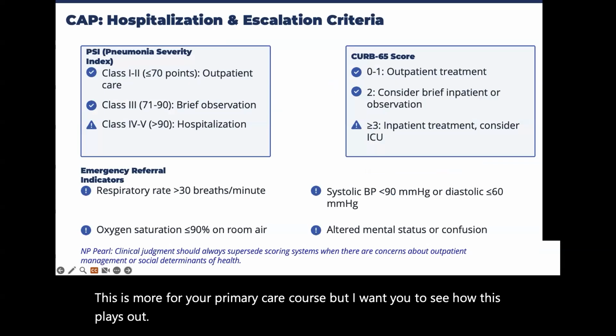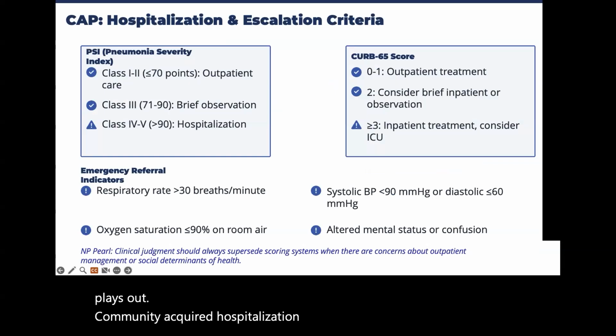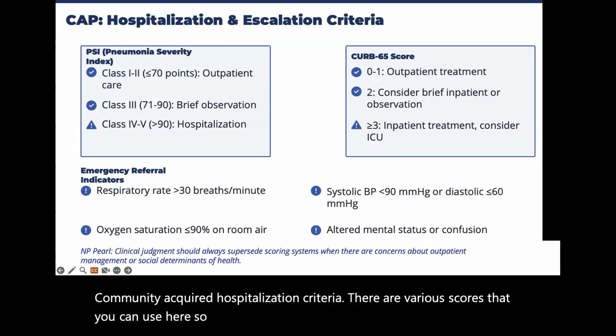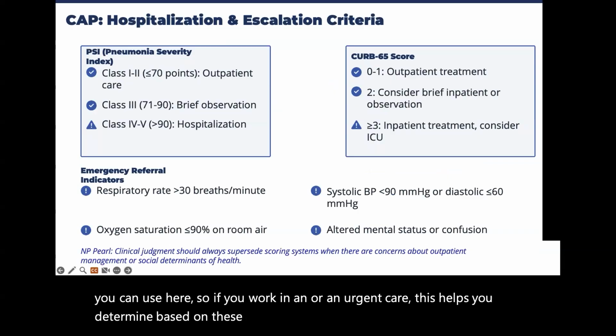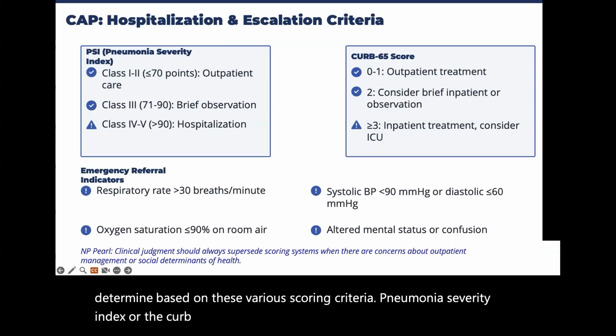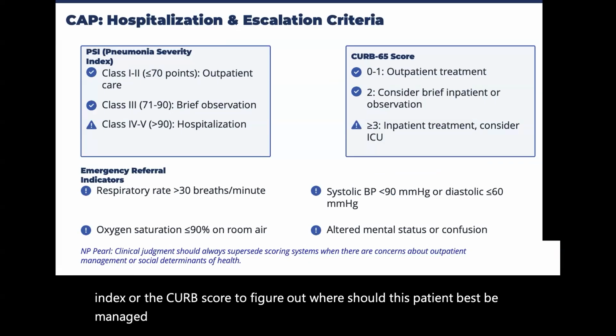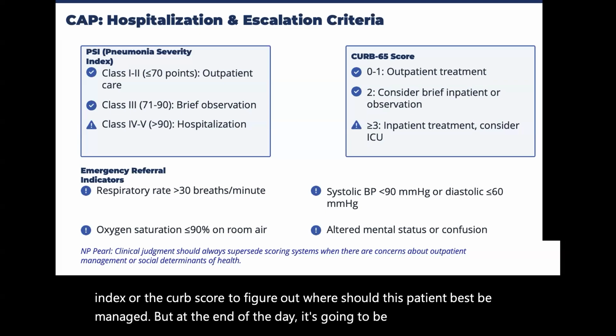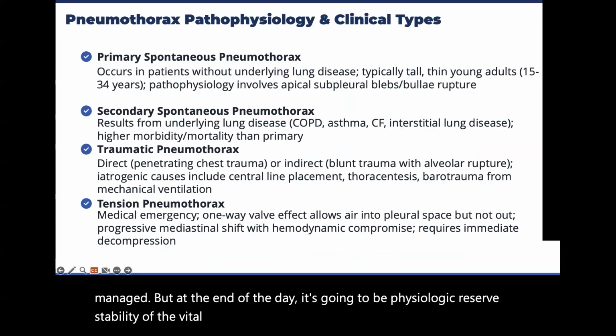Community-acquired pneumonia hospitalization criteria. There are various scores that you can use here. So if you work in an ER or an urgent care, this helps you determine, based on these various scoring criteria, the pneumonia severity index or the CURB score, where this patient should best be managed. But at the end of the day, it's going to be physiologic reserve, stability of the vital signs, and compensatory mechanisms.